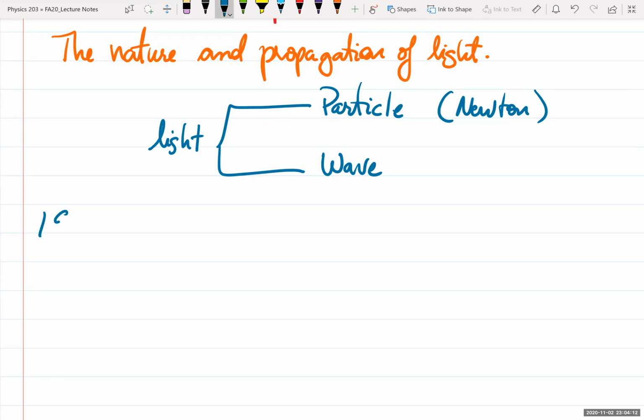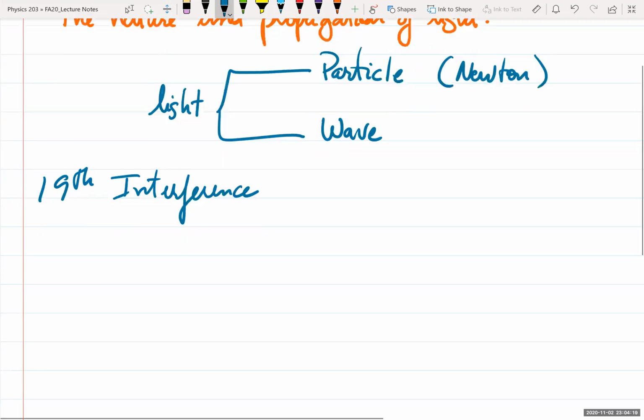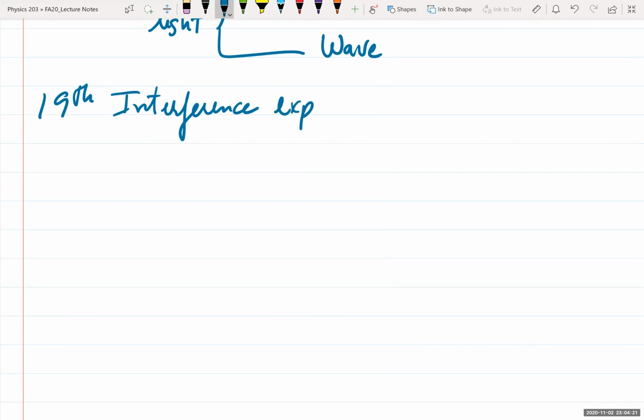So in the 19th century, they did some interference experiments that confirm the wave behavior of light.